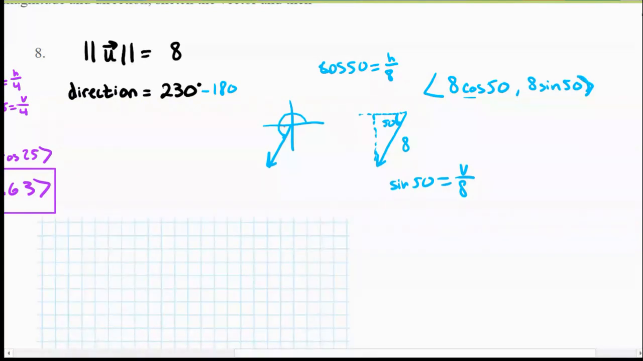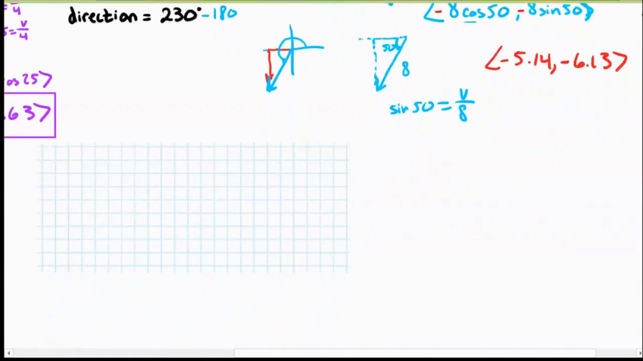In this situation, you should see that I'm going to the left and down, meaning both of these components need to be negative once I plug them into a calculator. So once I plug these in, 8 cosine of 50 is about 5.14, and 8 sine of 50 is about 6.13. Again, I'm making them negative because of my direction, not because of what I'm getting in the calculator. So from here, that's my final components.